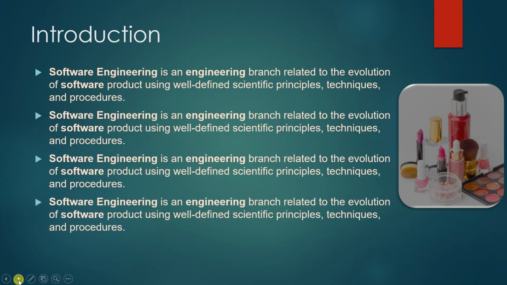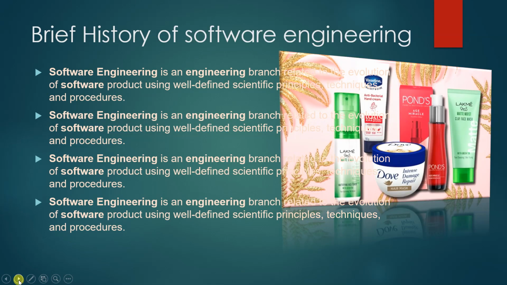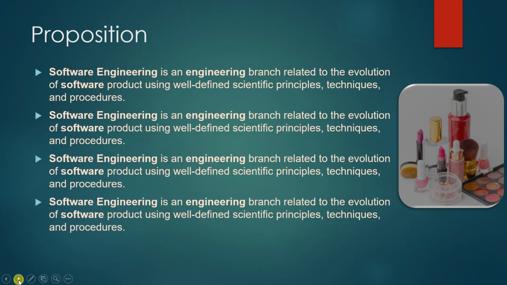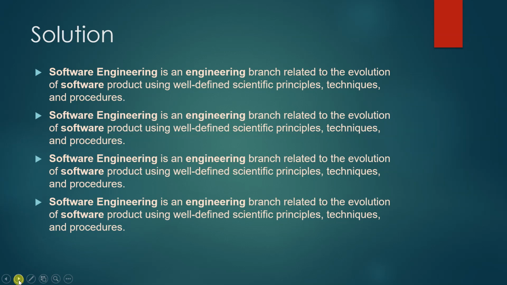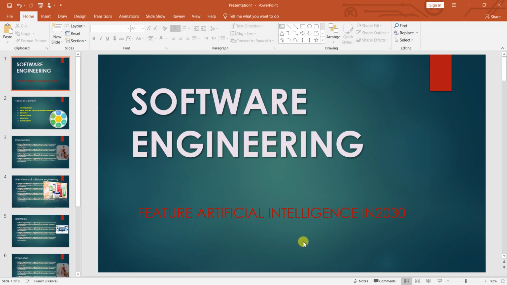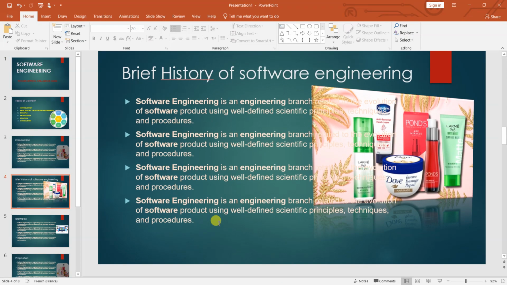Now if I click here on next, you see introduction comes in. Now you start your introduction. If I click next, you can see the history start like this. You can see some examples. You can see some proposition, solution plus conclusion. Now if I click here, you can see the end of the slideshow. Click exit. You just continue next. You will go back to your level here.